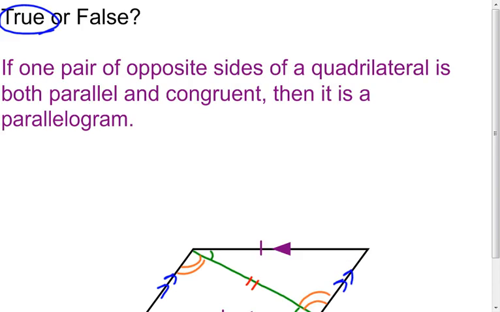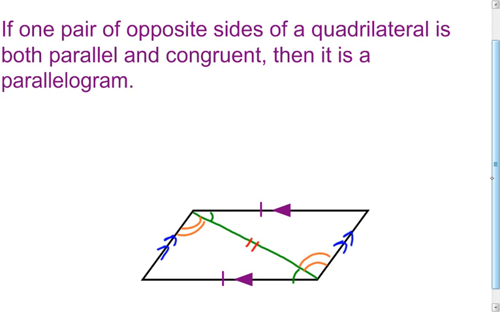And then the last one, if you have one set of parallel and congruent sides, it's going to be a parallelogram. So keep those 6 tests in your head as you move on, and you'll be able to figure out if quadrilaterals are parallelograms or not. And I'm going to conclude my video lesson right now.